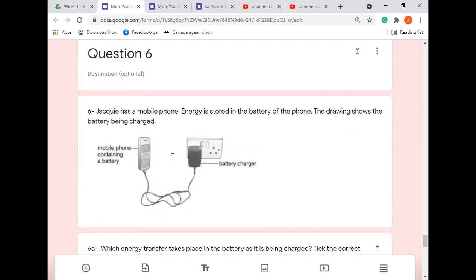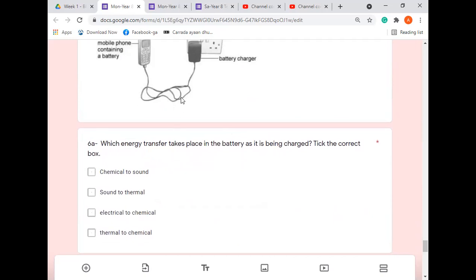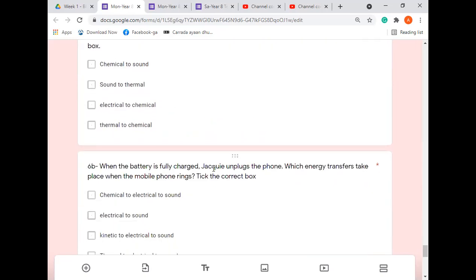The second question, question number 6. You have a battery, a cell phone, a socket, and a charger. So the question is, which energy transfer takes place with these three items?